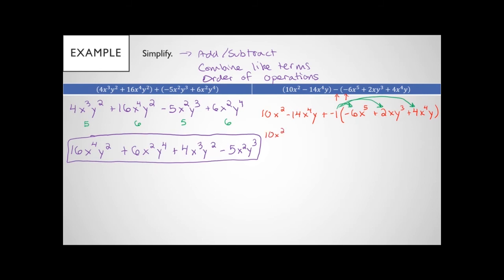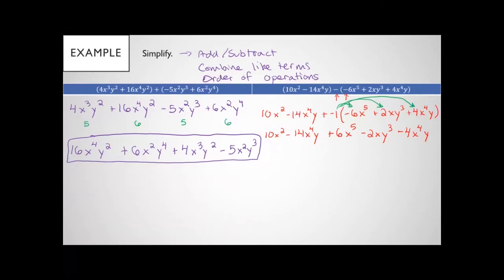And the first things are not changing. So I have a negative 1 times a negative 6, which cancels, gives me a positive 6. So I get plus 6x to the 5th. Then I have a negative 1 times a 2, so that's a negative 2xy cubed. And then a negative 1 times a positive 4 is a negative 4x fourth to the y.